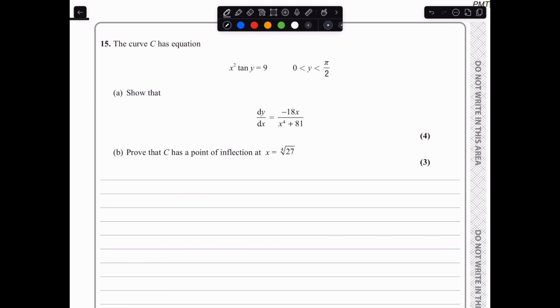Today we're going to go through question 15 from the 2020 Paper 1 Pure Maths paper from Edexcel A-Level Maths. So let's see what the question is about.